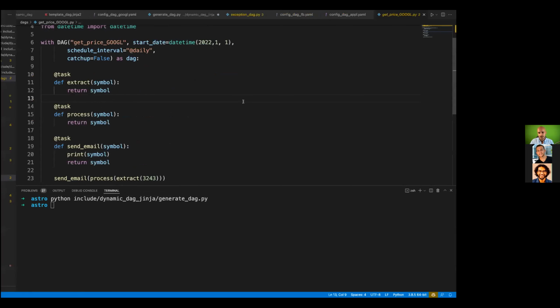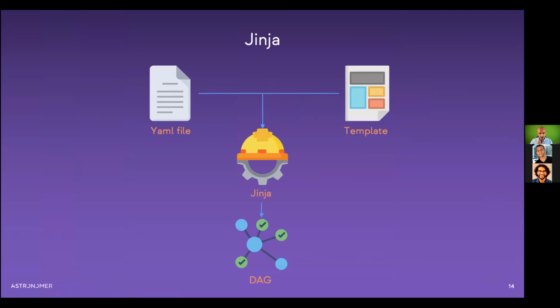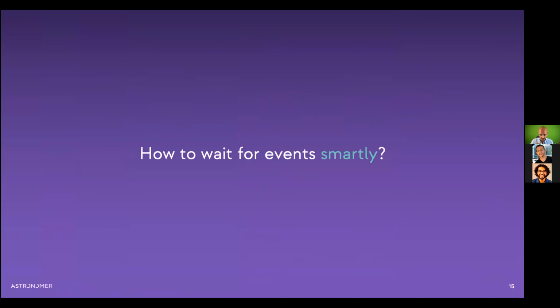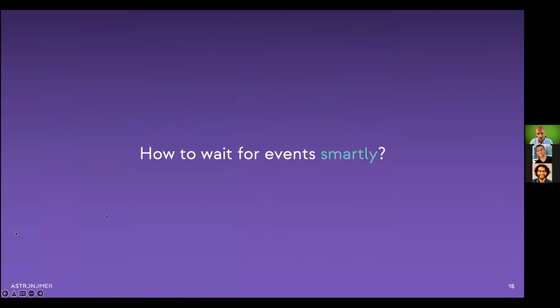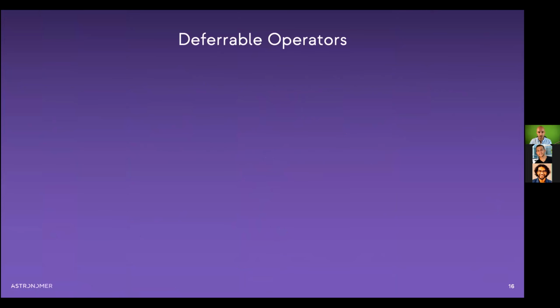Okay. The last thing that I would like to talk about quickly, because this is important, and I know a lot of people are not aware of that, is how to wait for events smartly, right? They are like the sensors, and a sensor allows you to wait for an event to happen before moving to the next task. Well, one thing that you can do is, instead of using sensors, you can use deferrable operators. What is a deferrable operator? It's exactly like a sensor, but in a much smarter way.